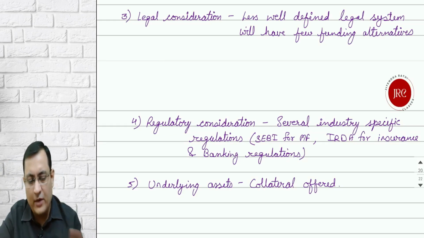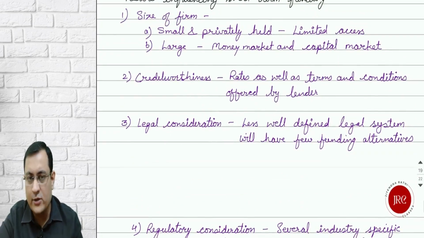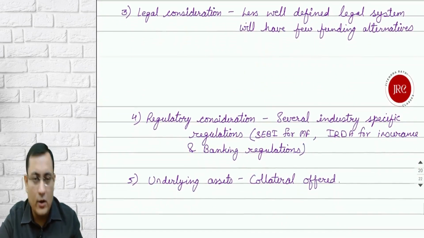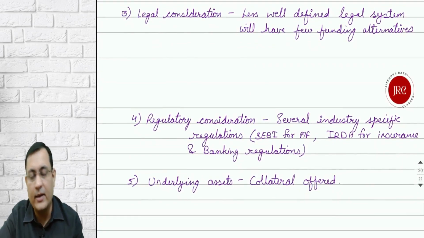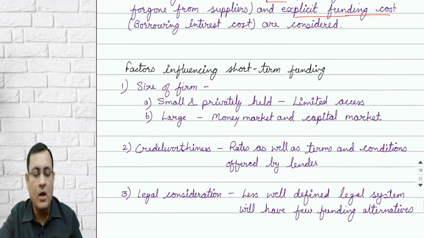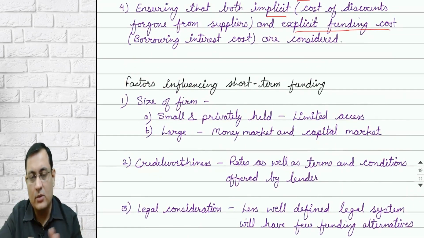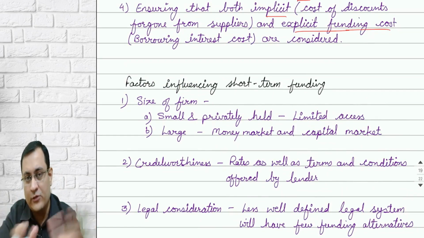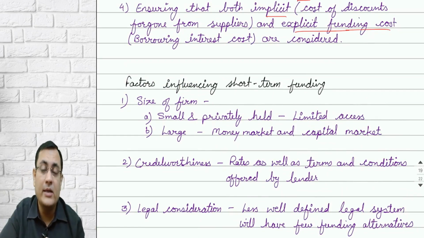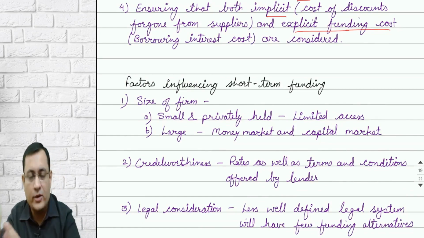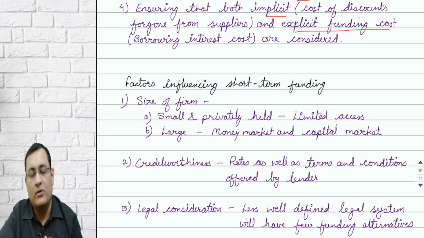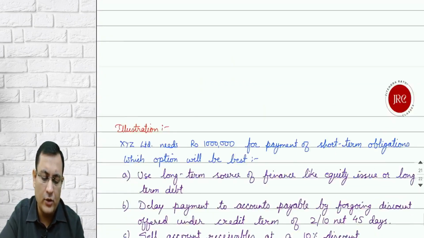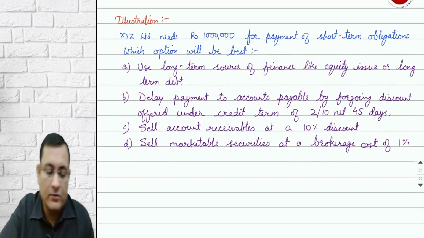So all these five factors, first, size of the firm, creditworthiness, underlying asset, legal consideration and regulatory consideration, will be considered while raising short-term funding, whether to go for higher or lower short-term funding. Now let's go for the cost of raising the short-term funding.